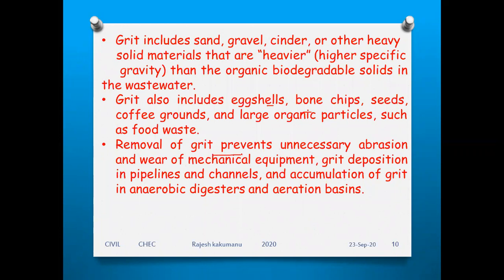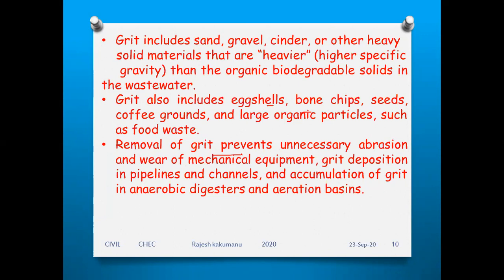So whenever you are removing the solid particles suspended in the wastewater frequently, what happens? It will prevent the problem created by these solid particles. So what are the problems? They make the equipment wear and tear and abrasion.